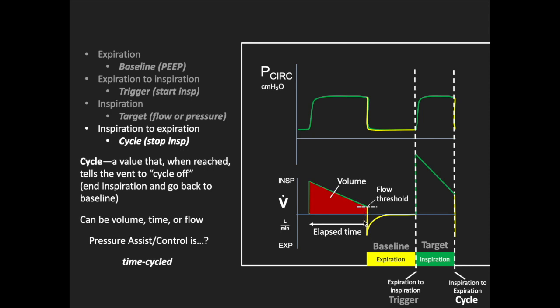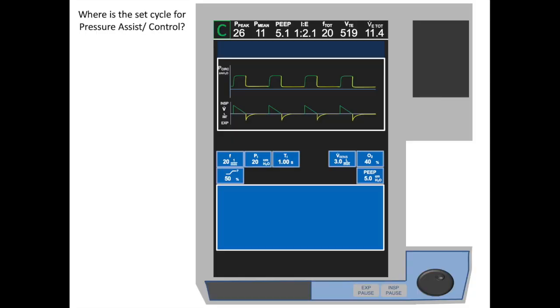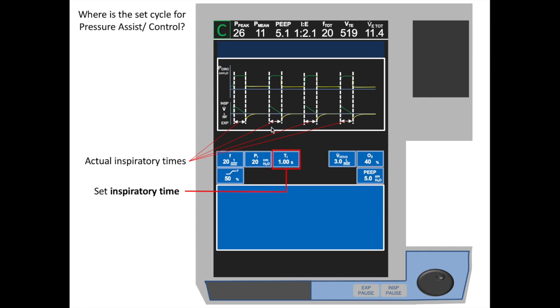That ends inspiration, and the ventilator cycles off back to baseline. You can see on the interface here that there is an inspiratory time setting right here. This is the set inspiratory time. This is the number of seconds that the ventilator will maintain the inspiratory pressure or the target before it ends inspiration. And you can see that here.